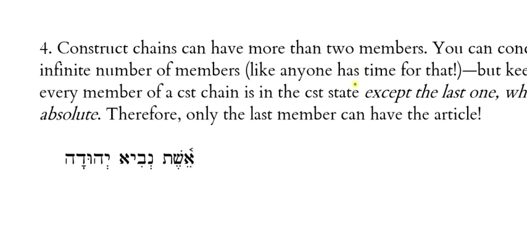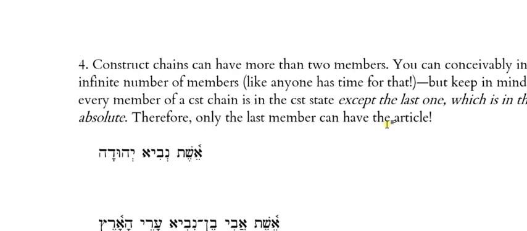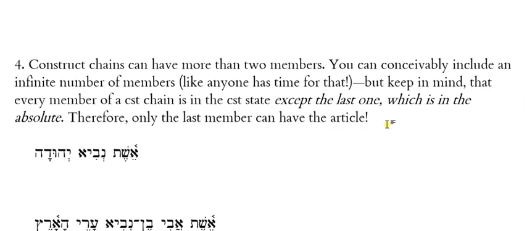Point number 4, and you find this on Ross page 104. Construct chains can have more than two members. It can have more than just one construct noun and one absolute noun. When that happens, what are we going to see here? Well, you could conceivably include an infinite number of members of construct chains. Like anyone has time for that. But keep in mind that every member of a construct chain is in the construct state except the last one, which is in the absolute state.